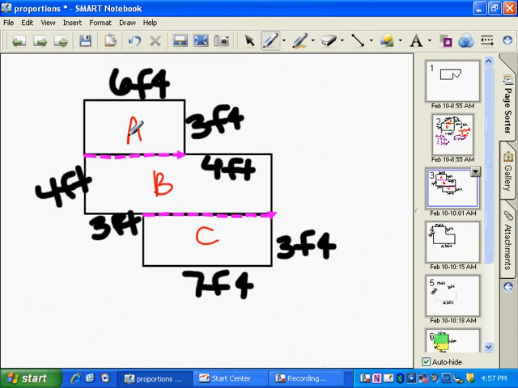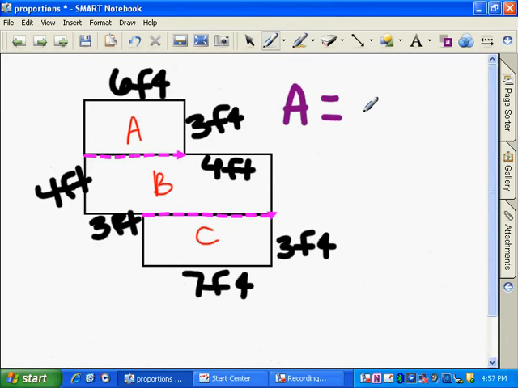Now, for this particular object, we have 3 different rectangles here. So the formula that we're going to use for all of them is area equals length times width. This rectangle right here, 6 times 3 is 18, so this is 18 square feet.